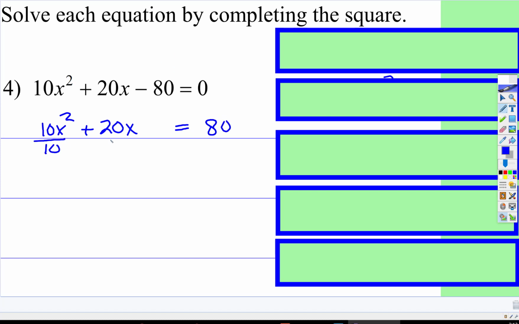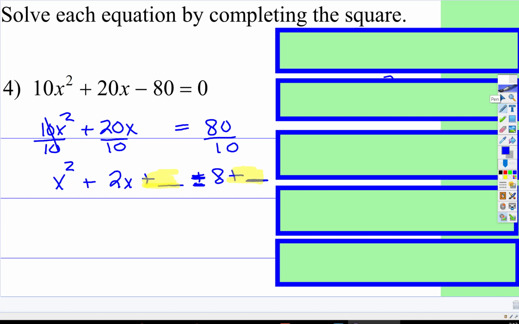Then before you find the c, we want this lead coefficient to be 1. 20 divided by 10 is 2x. Now I can say plus blank is equal to 80 divided by 10, which is 8. We put the plus blank on this side. We've got to put the plus blank on that side.